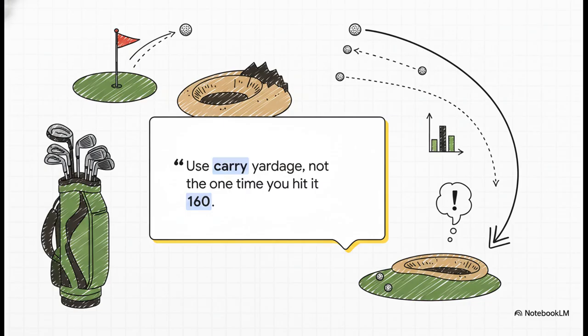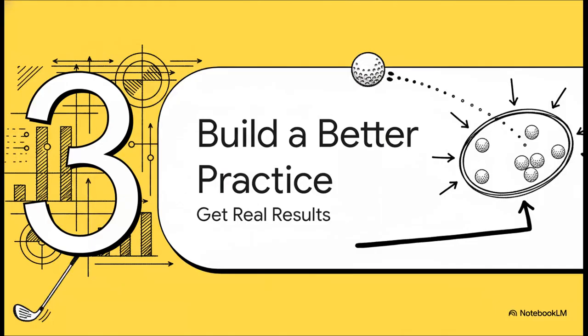You have to play your averages, not your ego. Okay, so we know how to use this data on the course, but now let's see how it can totally transform your practice sessions. With this info, you can stop just mindlessly hitting balls and start practicing with a real purpose to actually make that dispersion oval smaller.